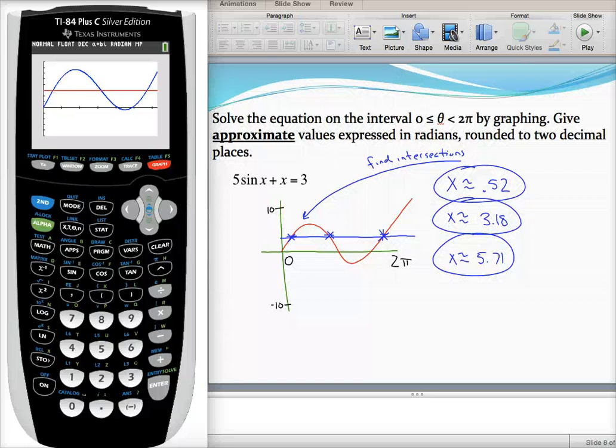Some trig equations can be very difficult to solve by hand or algebraically, and so in these cases, it's often easy to get approximate solutions just by graphing your equation and looking for intersections. And so here we have a trig equation that we want to solve by graphing.